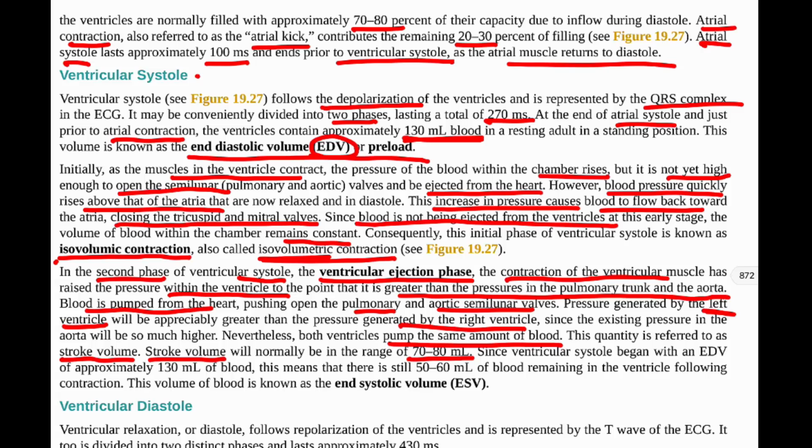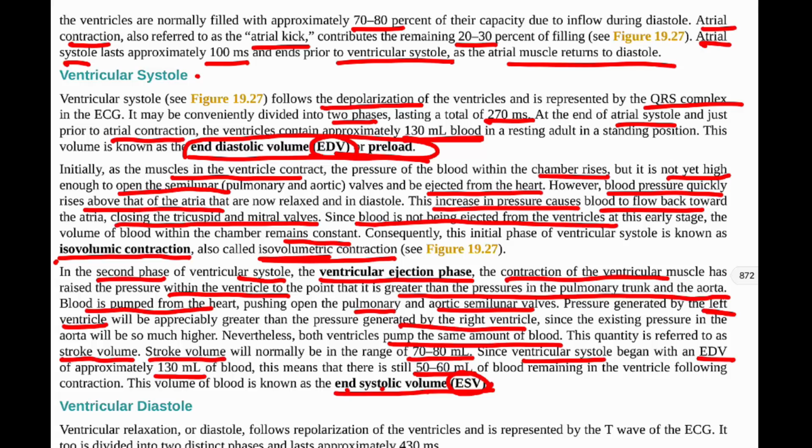Since ventricular systole began with an EDV, remember, an end diastolic volume, of about 130 milliliters, this means that there's still about 50 to 60 milliliters of blood remaining in the ventricle. This is known as the end systolic volume. Remember, systole is the contraction part, so at the end of the contraction part, end systolic volume. This is the volume of blood that is still left, so about 50 to 60 milliliters.